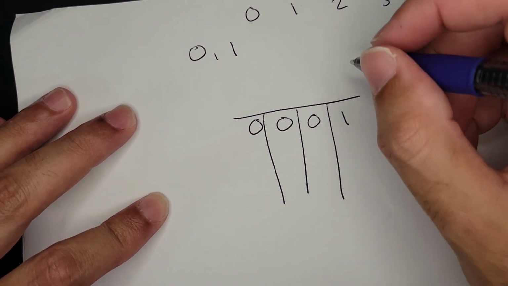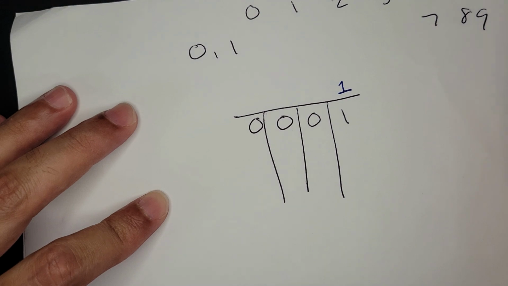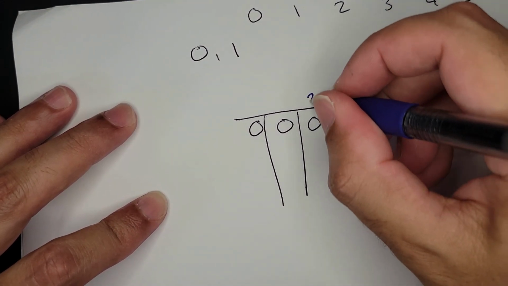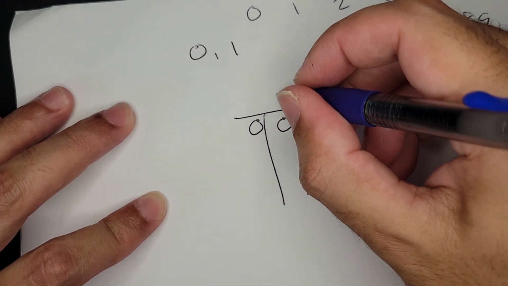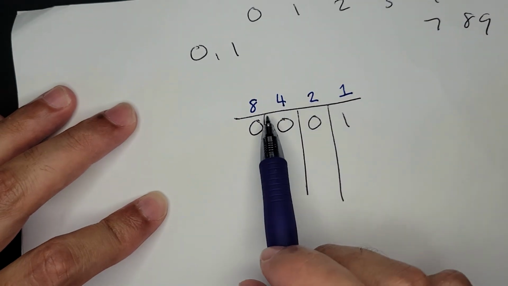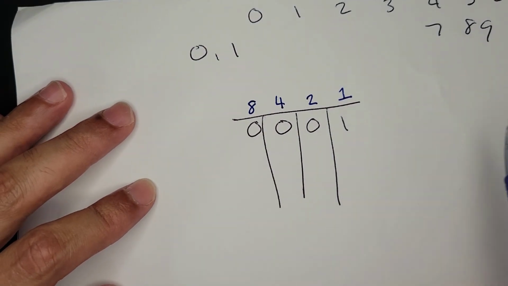So we start at the top right and we write number 1. Then we go to the left and we double it every time. So 1 times 2 is 2. 2 times 2 is 4. 4 times 2 is 8. And you would continue if you had more columns, but I only have 4 columns.